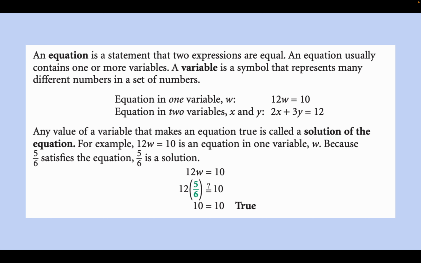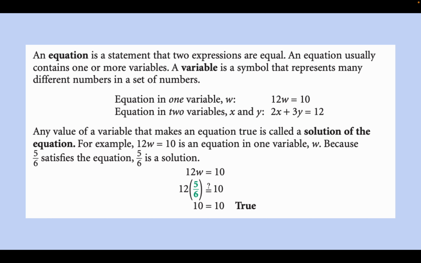Next, we have an equation in two variables, x and y. This might be quite familiar to you because although it is in a different format right now, if we change this to x plus 3y equals 12, it can be a linear equation. If we move the 2x to the other side and divide by 3, we get a linear equation that we graphed in the previous videos. Again, 2x plus 3y is equal to 12, so the expressions are equal to each other and there are two variables, x and y.